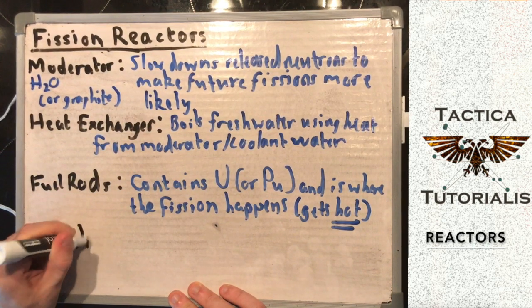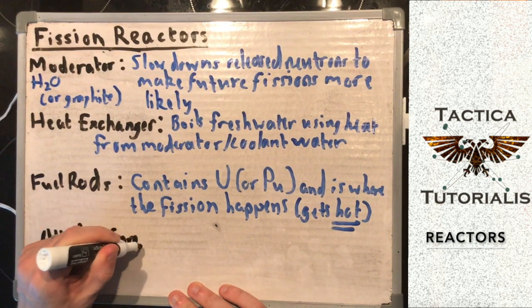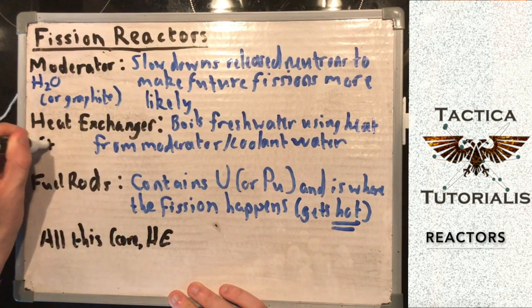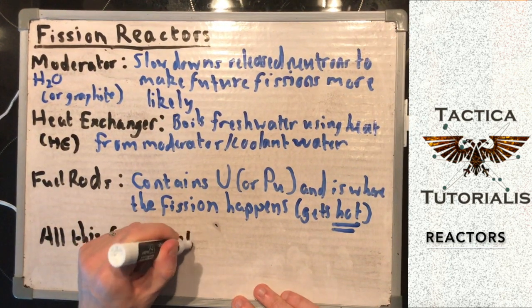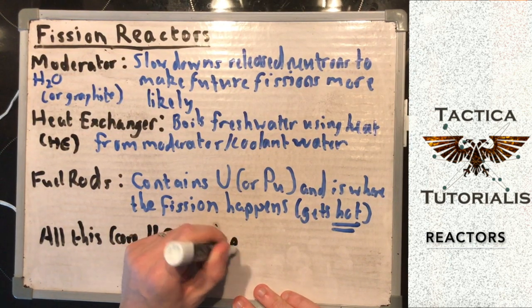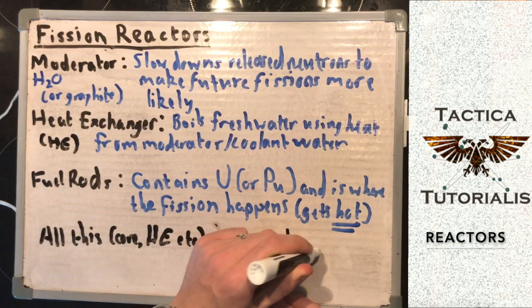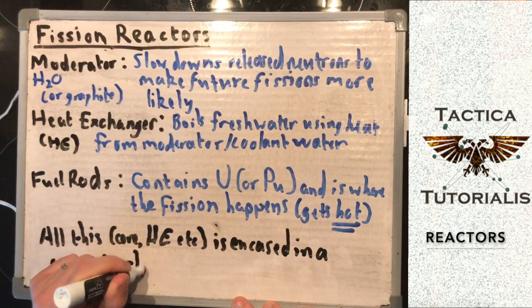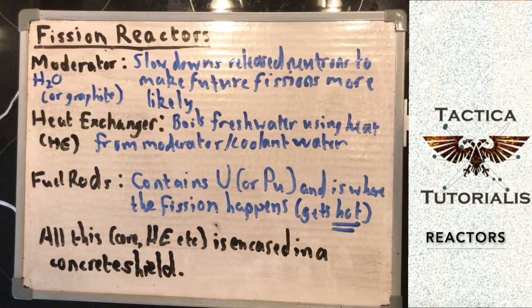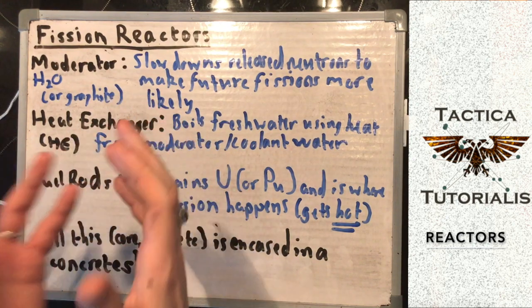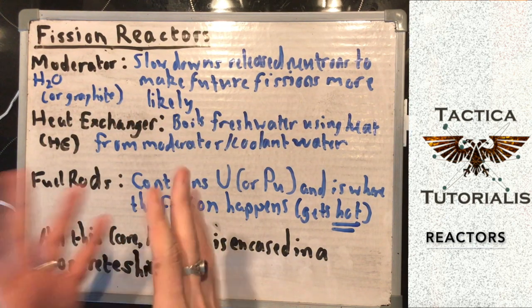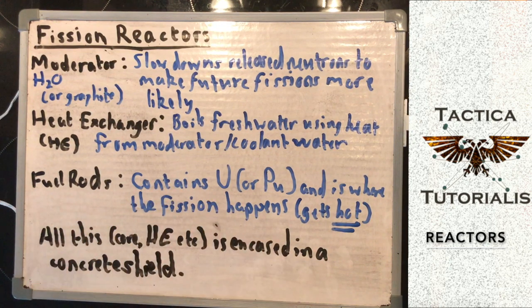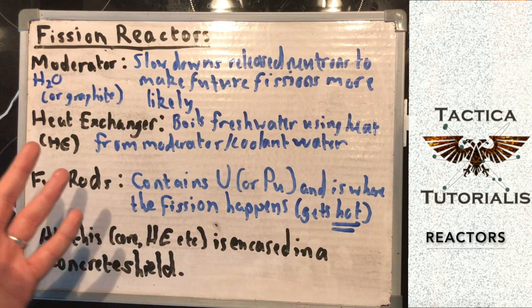All this, the core and the heat exchanger, etc., is encased in a concrete shield. Those who have seen my previous lessons on properties of radiation may know why already. This is to prevent any excess radiation that can get out of the core from going anywhere. So the reactor core is usually made of steel. It's a pretty dense, thick block of steel, but it's steel. And as we've seen in previous lessons, if you've seen those, not all radiation is created equal.